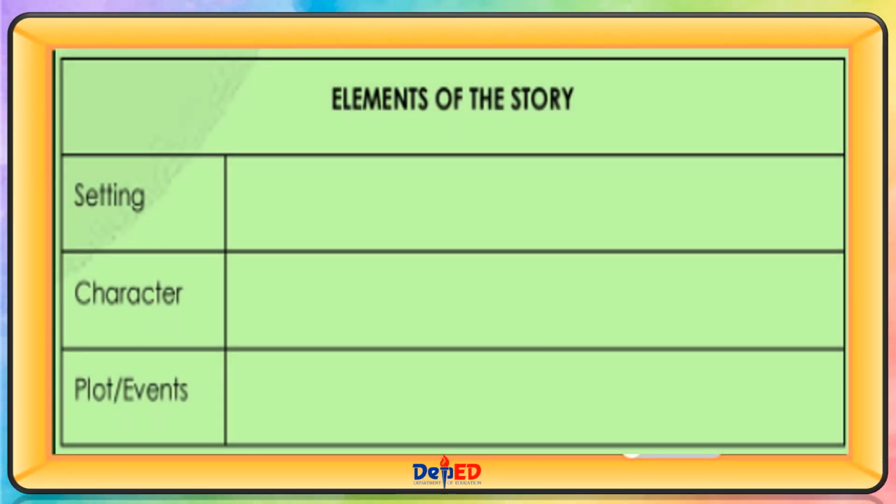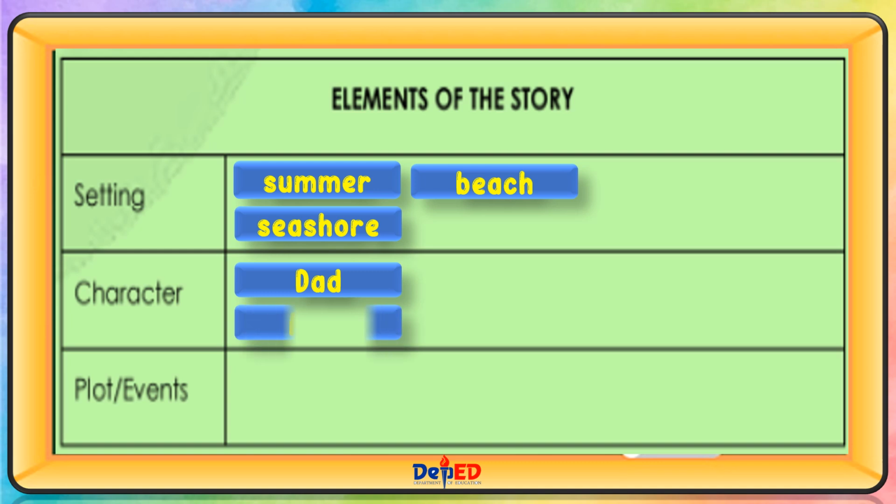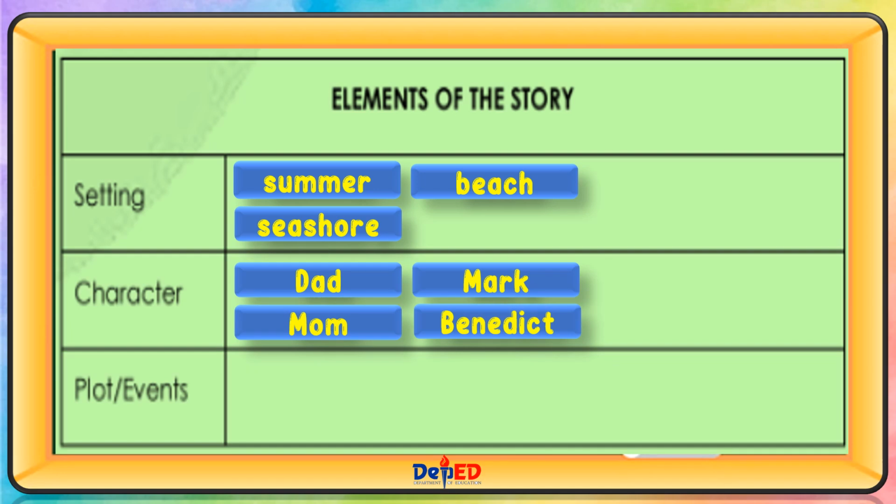Elements of the story. The settings are summer, seashore, and beach. The characters are Dad, Mom, Mark, and Benedict.